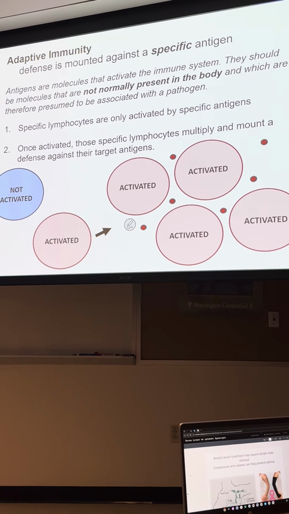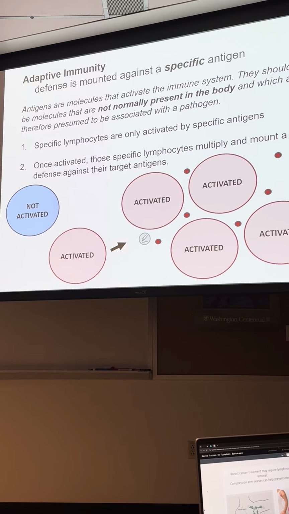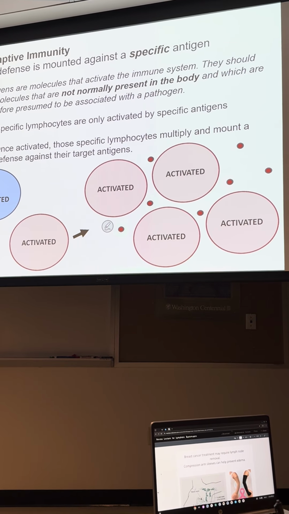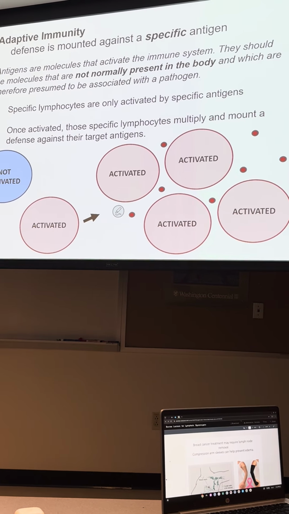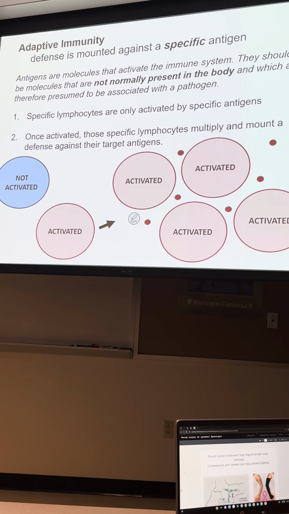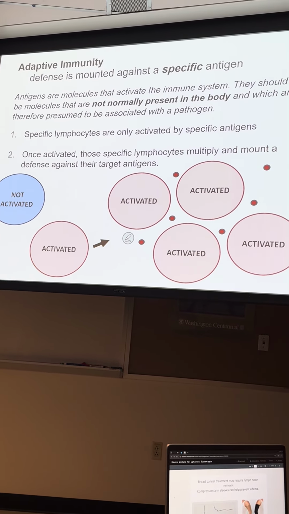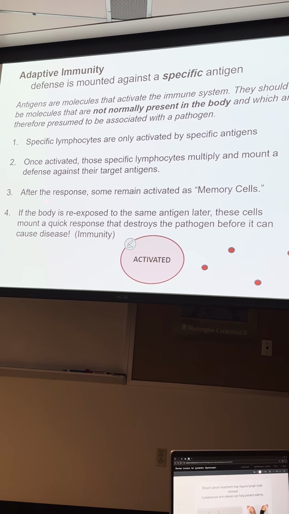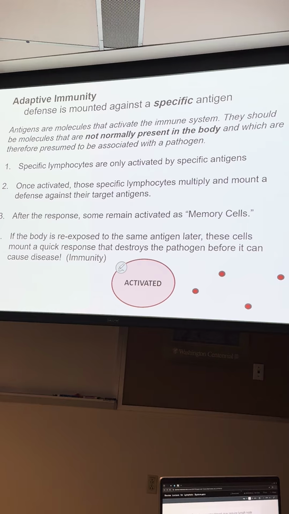So adaptive. Once activated, once they see the bad guy, the threat, they immediately start to multiply. They create more and more of themselves. Once activated, they multiply and mount a defense against their target. The moment they sense that antigen, a certain chemical called interleukin is released that starts the reproduction. And then after the response, some cells are kept. Memory cells, so that they can remember from then on.